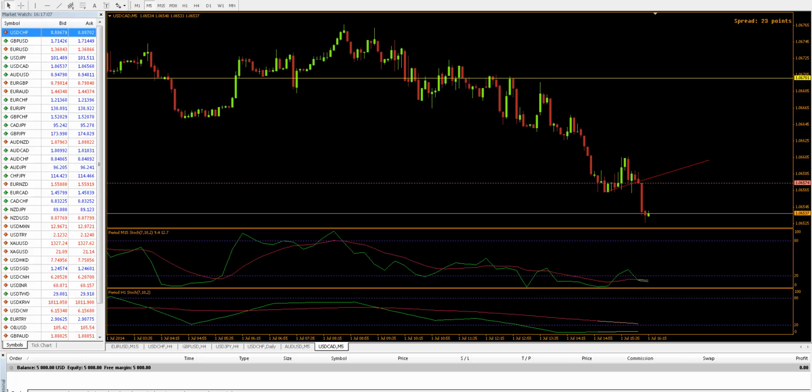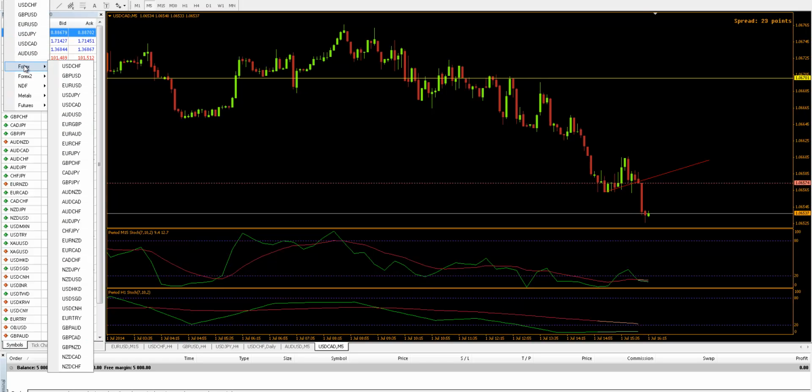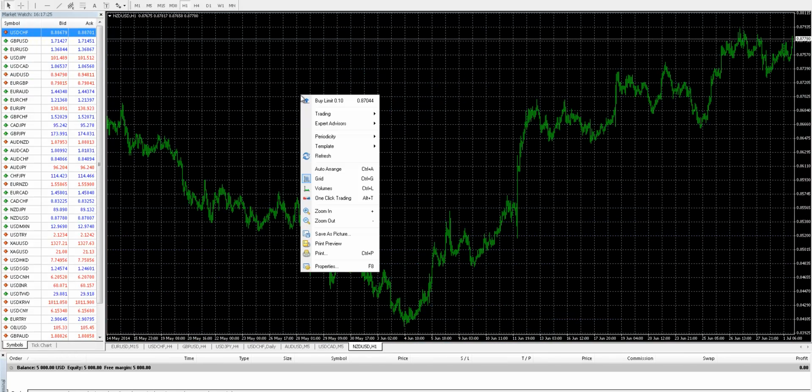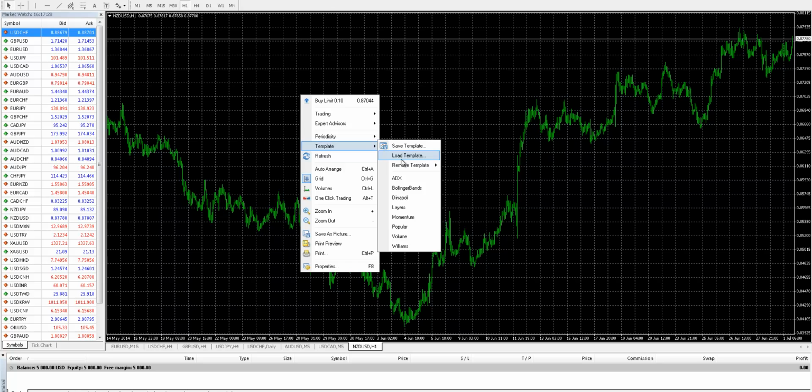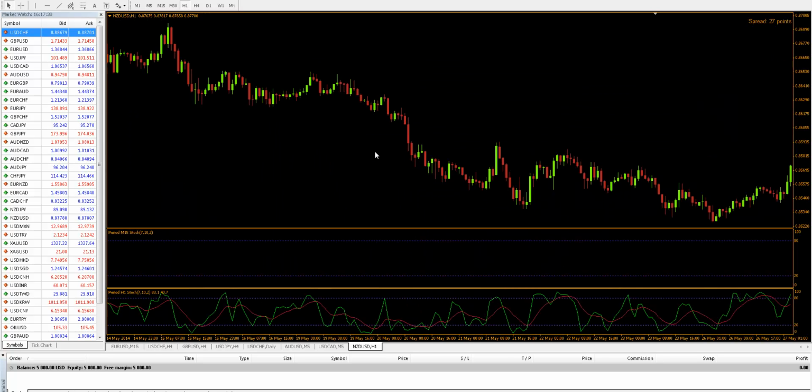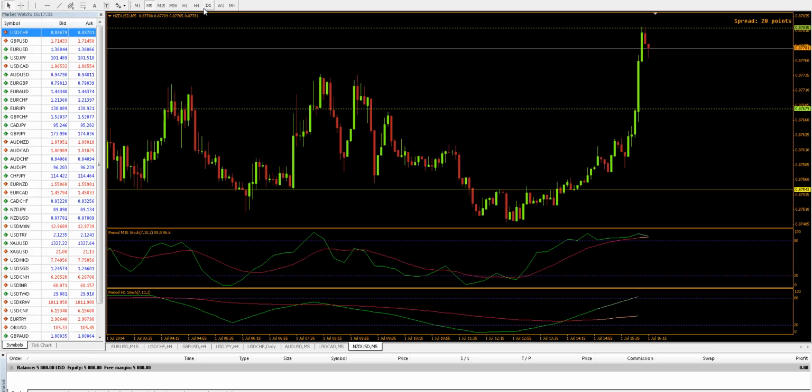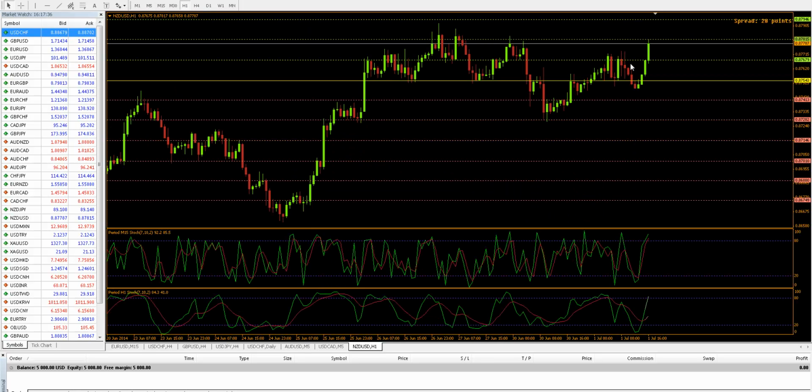Let's respond to some questions in the meantime, for New Zealand USD. Okay, we can open the New Zealand dollar. Load template. Okay, here we are. Usually on this platform the spread is quite high, so I prefer to start with other pairs.